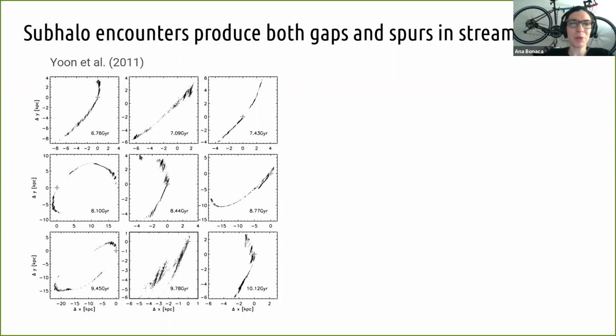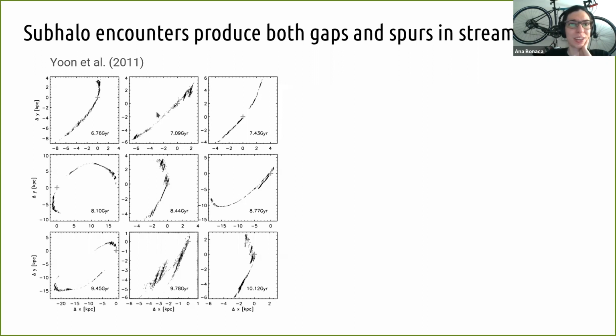So you can see that in most cases, this encounter is associated with a gap, sometimes more or less prominent. But in a couple of cases, here in the middle row, the right panel, it looks like the whole stream has been folded. While most of the stars are still in the main stream, there are some that are offset from it, in a structure that looks like the spur that we saw in GD1. And similarly in the bottom row, middle panel, there is something that looks kind of like the spur.